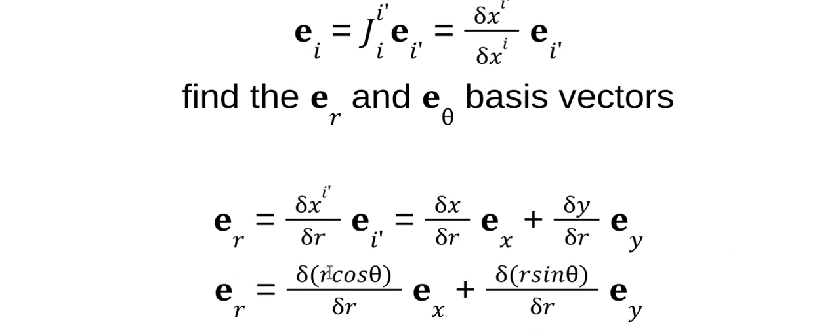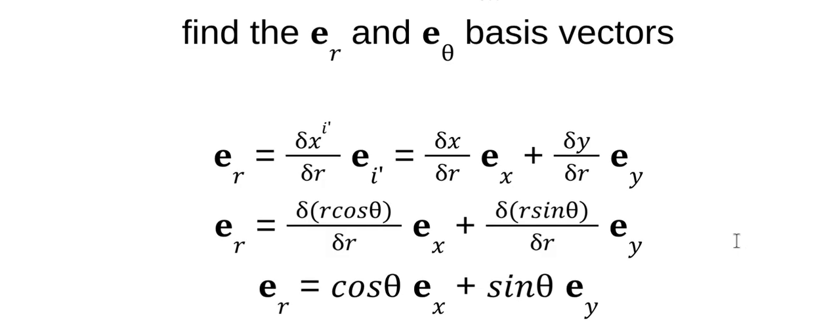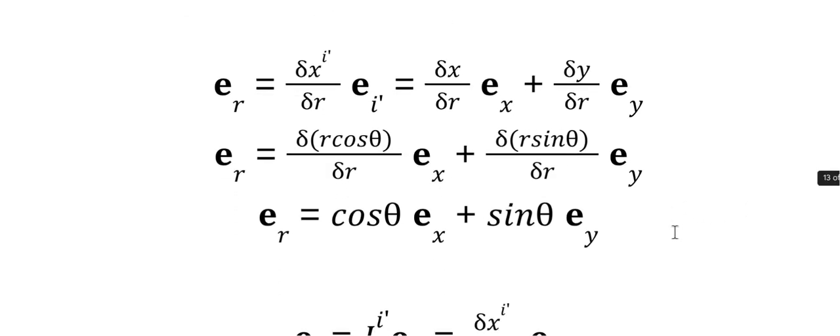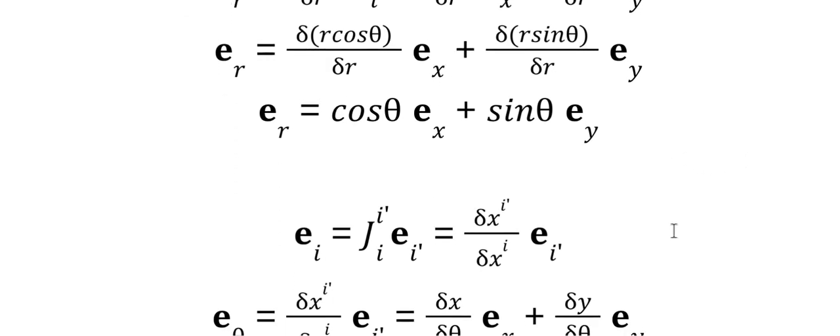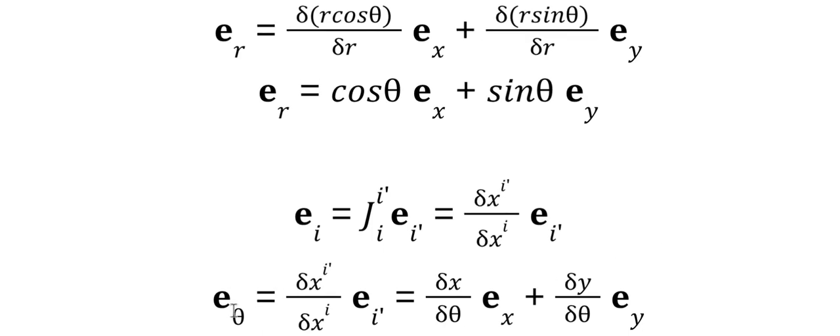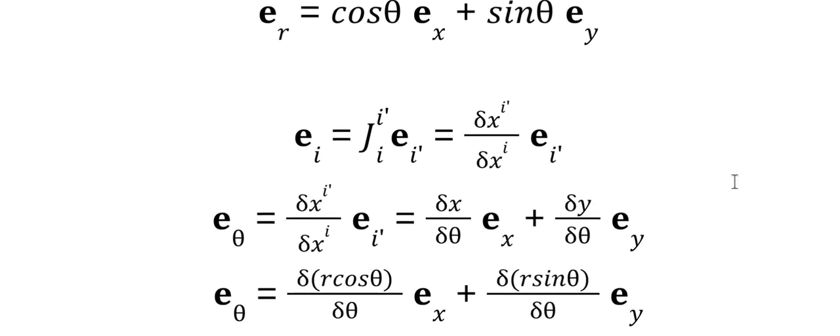We fill in what x and y are. We take the partial derivative with respect to r, which means that's a constant. Derivative of r is 1. That's a constant. Derivative of r is 1. And we get that. Now we need to do E theta exactly the same way. We just changed the free index here. Theta, theta, theta. Everything else is the same.